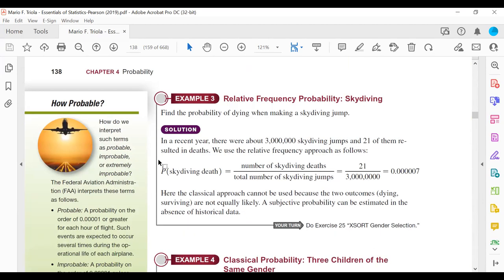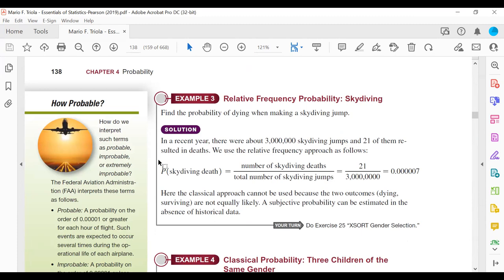Okay, here's example number three. All right, so how many of y'all like skydiving? How many of y'all ever been skydiving? How many of y'all would like to skydive? I would not. I mean, you gotta have luck. I don't have luck. Anyways, that's why I don't skydive.